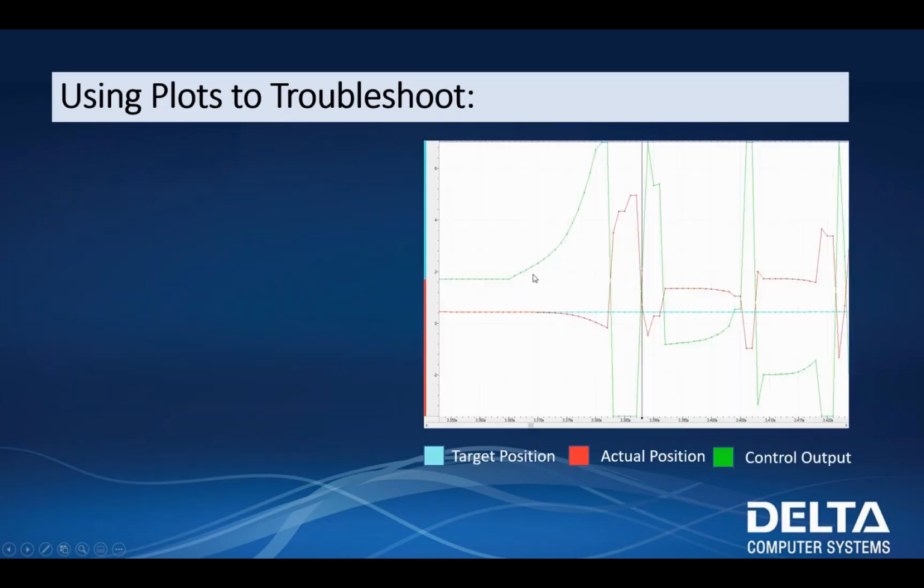So here's another case. This is an odd one that we've had a few people run into. You can see here my actual position is this red line. My target position is this blue line. So you can see I'm trying to just maintain a flat target. But my actual position, it's jumping all over the place. And my control output is right here. Again, you can see it's jumping all over the place.